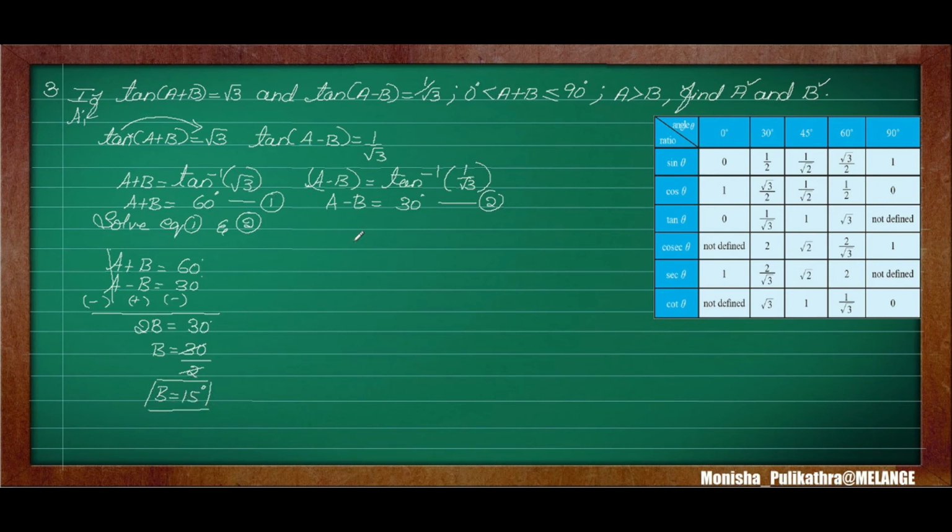Next, I will be taking equation 1 and substituting this b value, that is a plus b is equal to 60. So a plus 15 degree is equal to 60. A is equal to 60 minus 15 degree. A is equal to 45. So they have asked us to find out the value of a and b. So a is 45 degree and b is 15 degree. I hope you understood this.